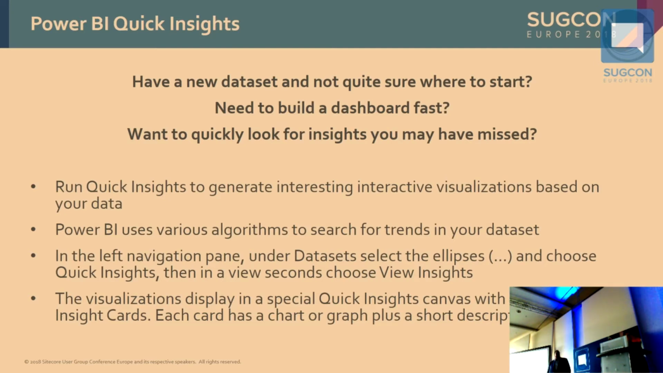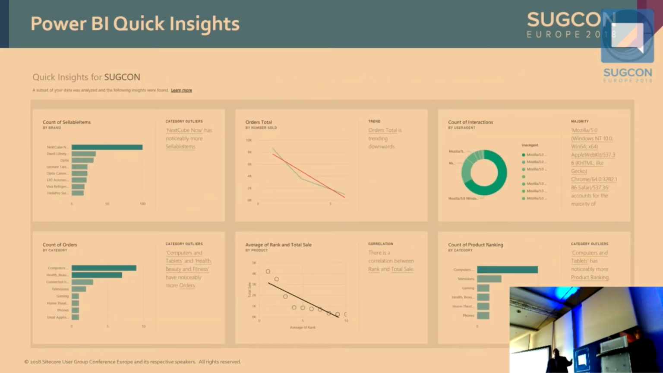And so quick insights, you just run it on a data source. It's a quick button right in Power BI service, and it'll create a number of charts for you. So it'll say, number of sellable items by brand, or order totals, and you can see order totals have gone down, or count of interactions and so forth. So it can build these on demand based on the data you have. Now, obviously, you need some nice column names and so forth in order to do this, but we didn't write any, even what Boris demoed, we didn't even do that. This just really required getting the data in and running quick insights. It's that easy.